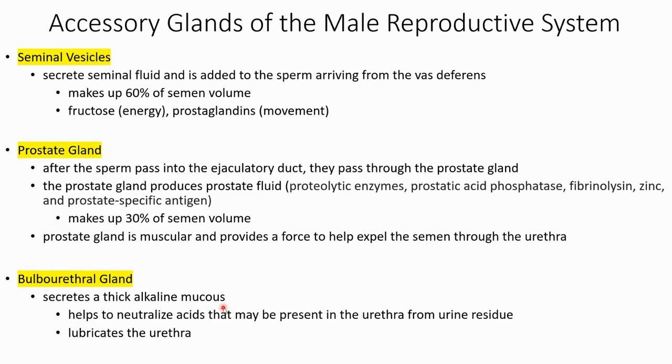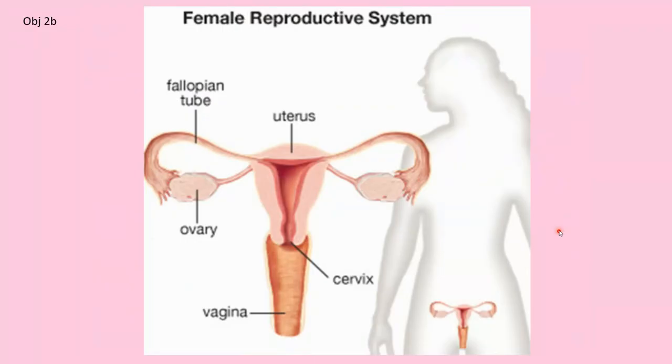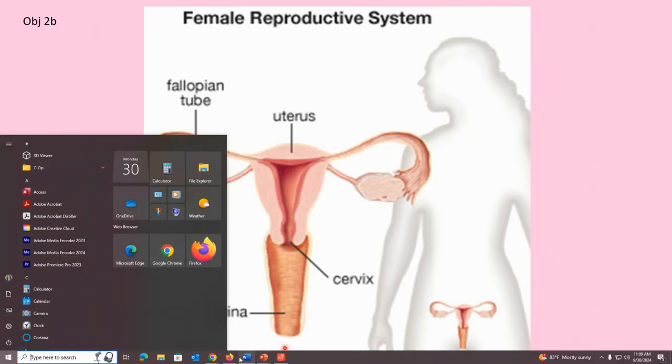So again, you're going to have fluids coming from these three structures within the male reproductive system. You do need to know what the structures are, overall what they do, and volume, okay? So this right here was just an overview. Again, you should remember that from your lab class. So that's going to conclude the male part, and then there will be another separate video for the female reproductive system.